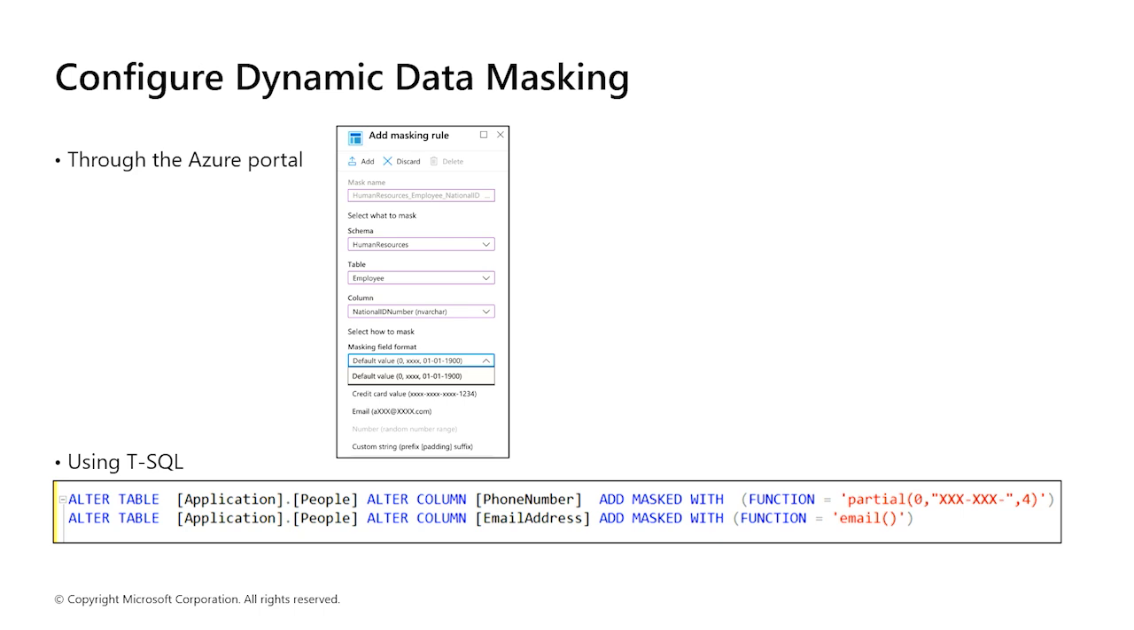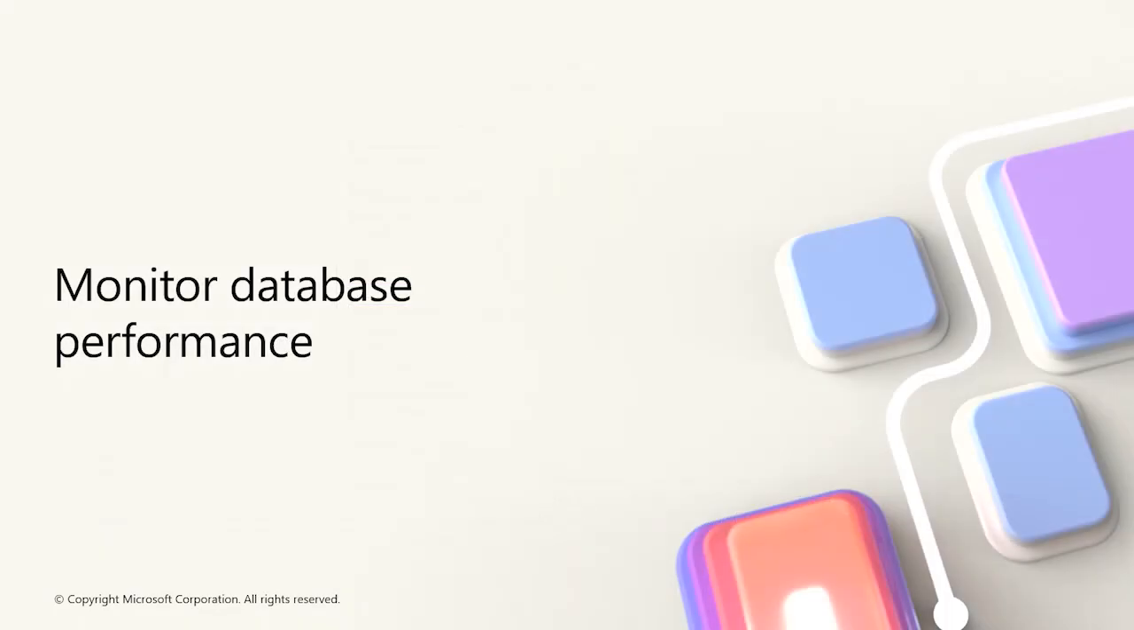Setting up the dynamic data masking is very easy, user-friendly, and will enhance security quickly and efficiently, making it an ideal solution for protecting sensitive data. With the successful migration of SQL logins and groups, the next important step is to ensure optimal performance and security to continuously monitor the database performance. So let's go ahead and see what we can do around monitoring.